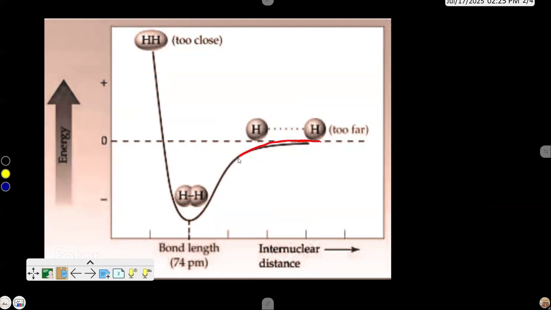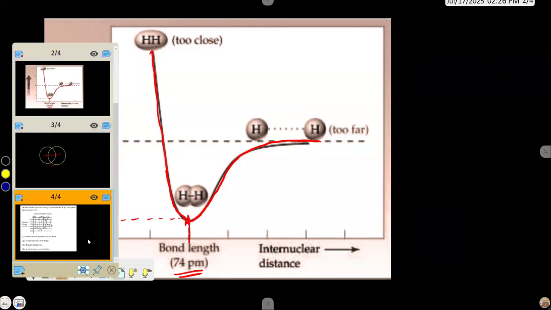As they are coming closer, the potential energy will be decreasing. It will reach a minimum point, and this potential energy is negative. Wherever it is most minimum, that is called the bond length, which is 74 picometers in the case of hydrogen. And from here, if you decrease more than 74 picometers, the nuclei will start to repel, and the potential energy will increase. So the graph will be something like this. I hope you understood this. If you have any doubt, you can ask.